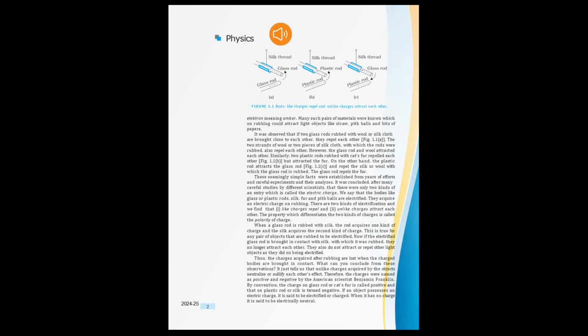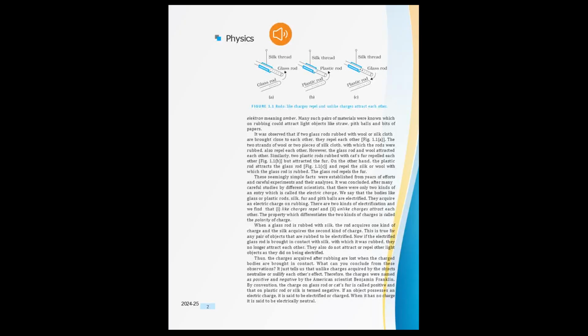These seemingly simple facts were established from years of efforts and careful experiments and their analysis. It was concluded after many careful studies by different scientists that there were only two kinds of entity, which is called the electric charge. We say that bodies like glass or plastic rods, silk, fur and pith balls are electrified. They acquire an electric charge on rubbing.